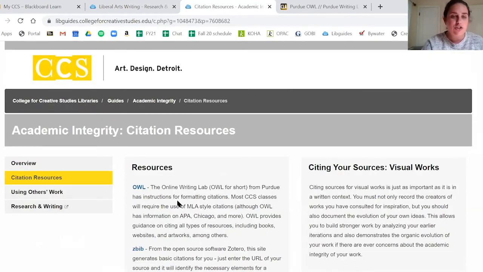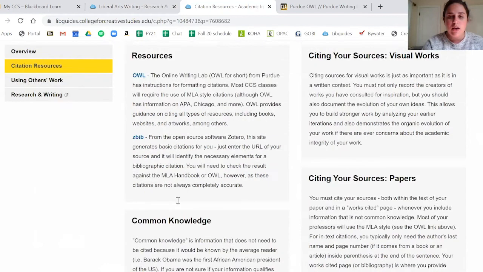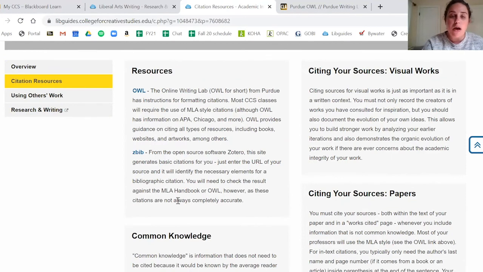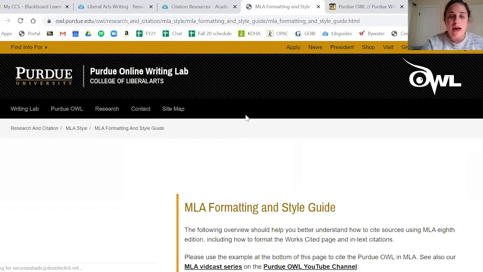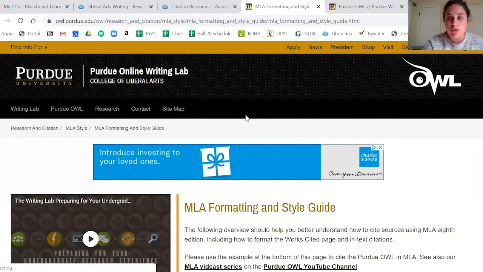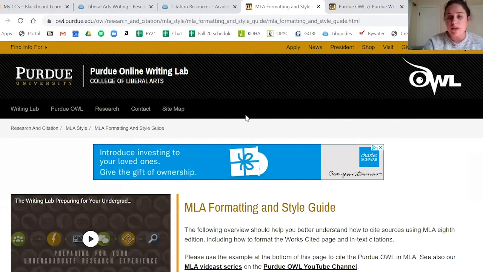So we can go to Citation Resources, and you can see we have some general information as well as links to tools that will help you. So we have ZBib, which is a citation management tool. So that'll help you if you need help figuring out how to format citations. It will generate them for you. And then we have a link to the OWL Purdue. So the OWL Purdue is a great source. It's one that I personally like to use in my own research and when I'm helping students.